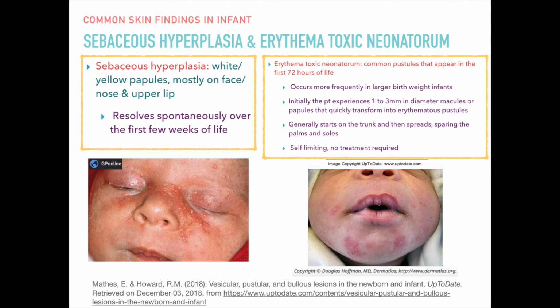It's pustules that appear in the first 72 hours of life. They more frequently occur in the larger for gestational age population. Initially, the patient experiences 1 to 3 millimeter in diameter macules or papules, then that quickly transforms into erythematous pustules. Generally, this starts on the trunk and then it spreads, sparing the palms and the soles. This is also self-limiting and no treatment is required.